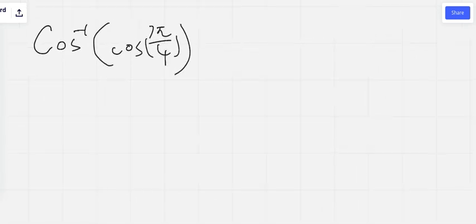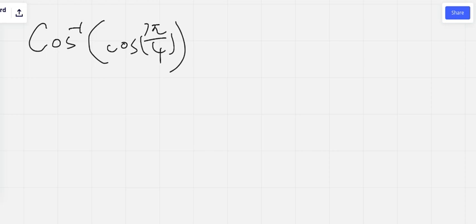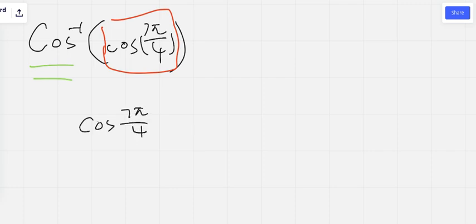What is the cosine inverse of cosine 7 pi over 4? You may want to break this into two components, the cosine 7 pi over 4 and the bigger component. Let's focus on the smaller component first. What does cosine 7 pi over 4 equal to?